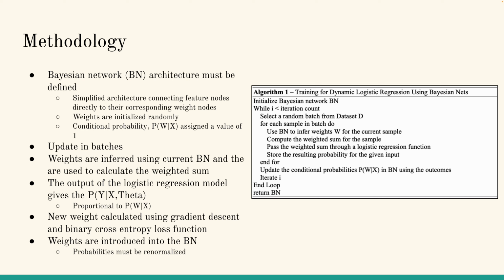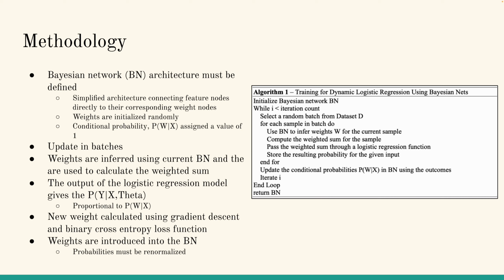So to start, we have to define the actual Bayesian network, specifically the architecture for this network. As a starting point, a super simple architecture was used where the feature nodes point directly to their corresponding weight nodes. And these weight nodes are initialized randomly. So the value of the weight in the conditional probability table is just given some default randomly generated value. Then the probability of that weight, given the different values that the feature node could take on, they're all going to be assigned a probability of 1.